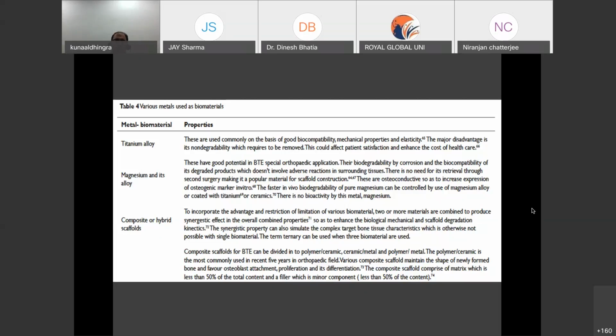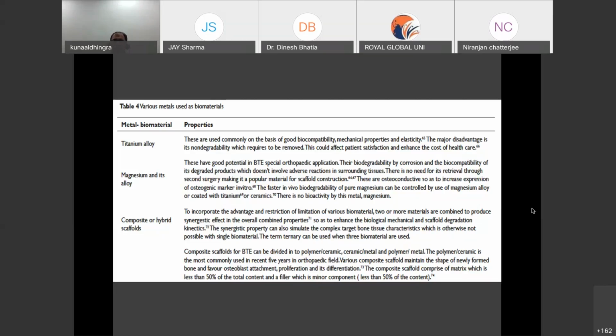Composite or hybrid scaffolds. To incorporate the advantages and restrict the limitations of bare biomaterials, two or more materials are combined to produce a synergistic effect so as to enhance the biological, mechanical, and scaffold degradation kinetics. The synergistic property can also simulate the complex target bone tissue characteristics, which is otherwise not possible with a single biomaterial. Composite scaffolds for bone regeneration can be divided into polymer-ceramic, metal-ceramic, and polymer-metal combinations.